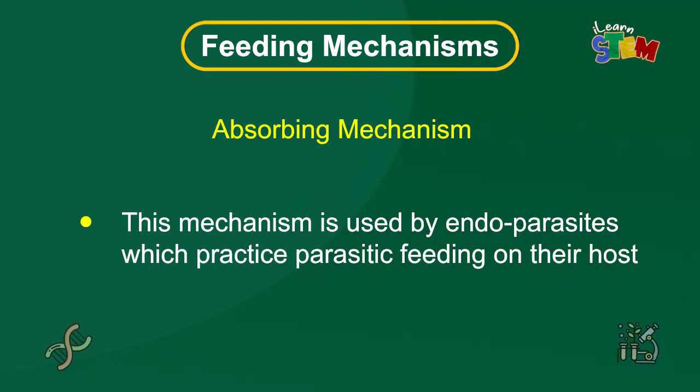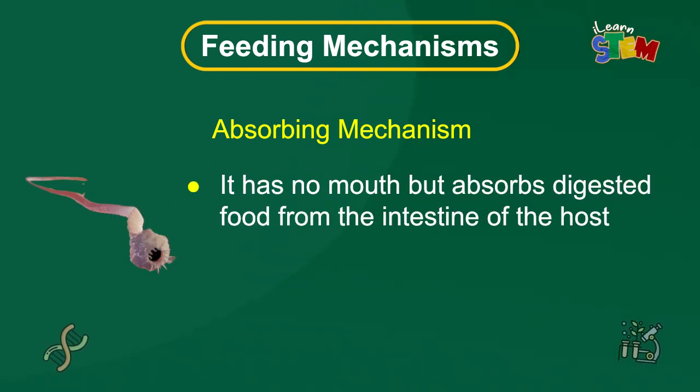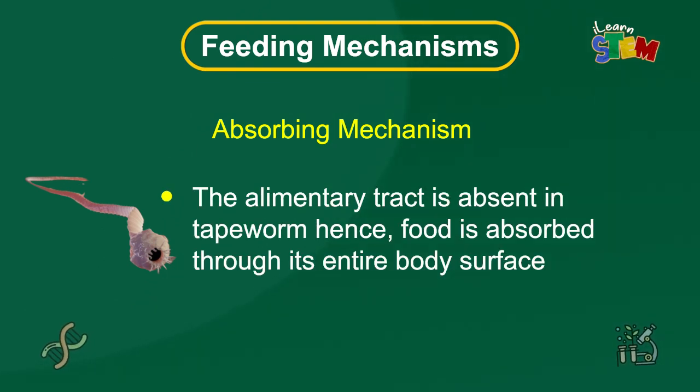This mechanism is used by endoparasites which practice parasitic feeding on their host. An example is a tapeworm. Tapeworm has no mouth but absorbs digested food from the intestine of the host. The alimentary tract is absent in tapeworm, hence, food is absorbed through its entire body surface.